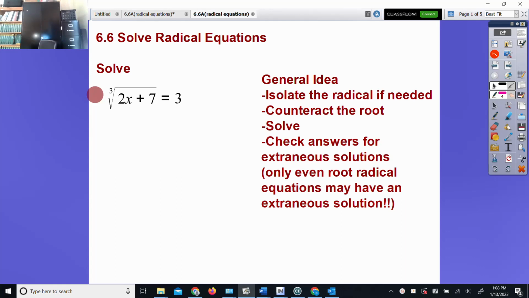So anyways, the last thing up there is check for extraneous solutions. Do you remember what extraneous solutions were? Oh, they're real. They're just, they don't make sense. They're real answers that don't make sense. Yeah, not practical is a good idea.